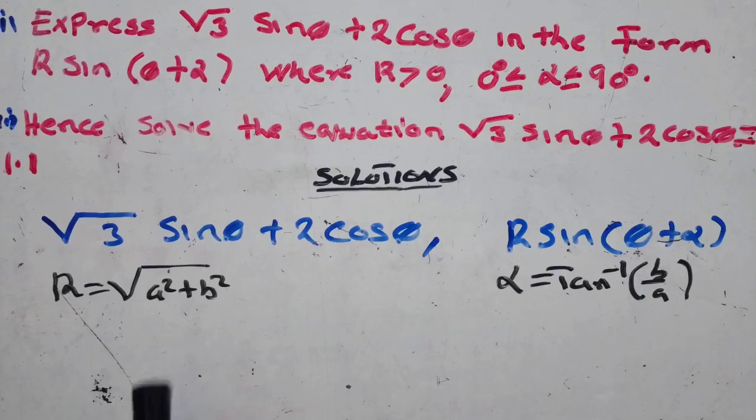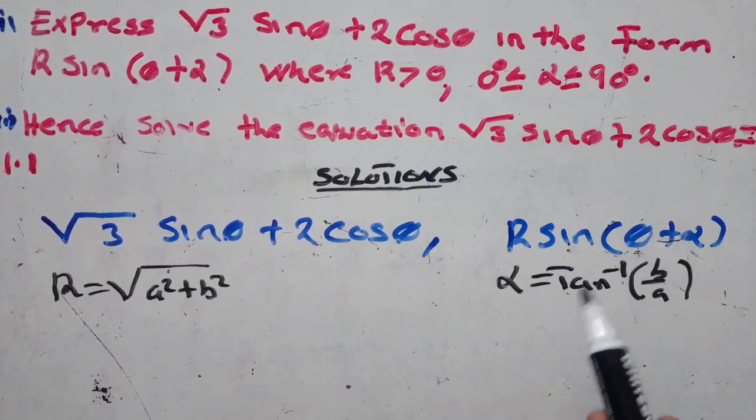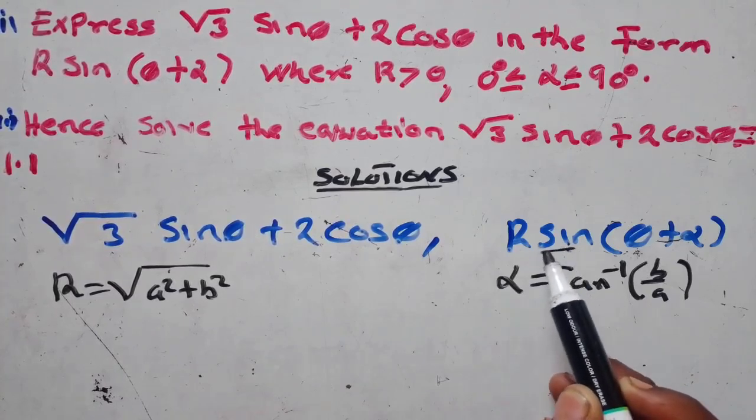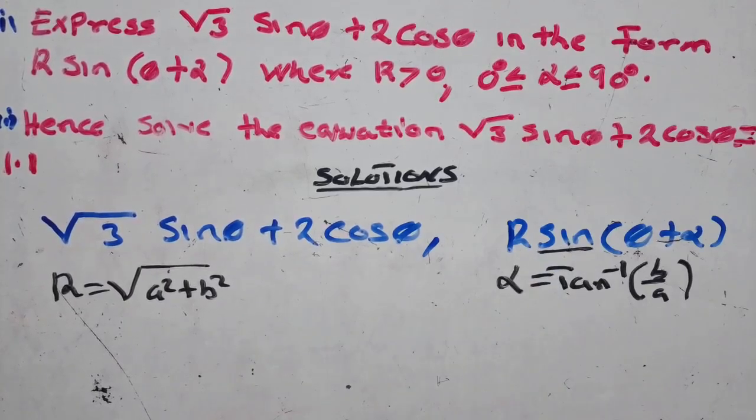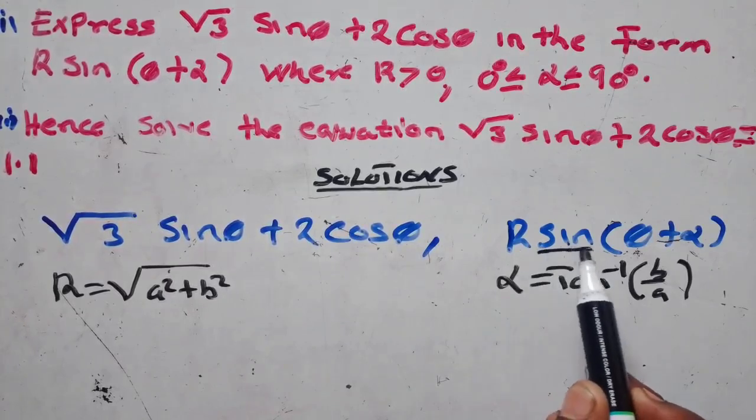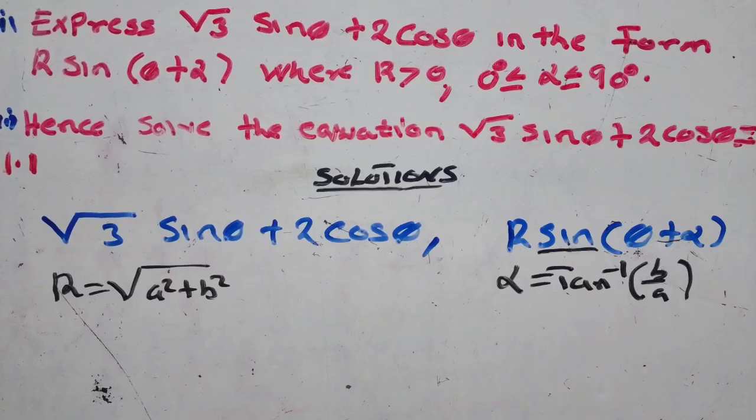Before you proceed into finding r, you need to know which one is my a and which one is my b, because without knowing these two, you can't find the value of r or the value of acute. This is what determines our a and our b. Since here we have sine, the coefficient of sine will be our a.